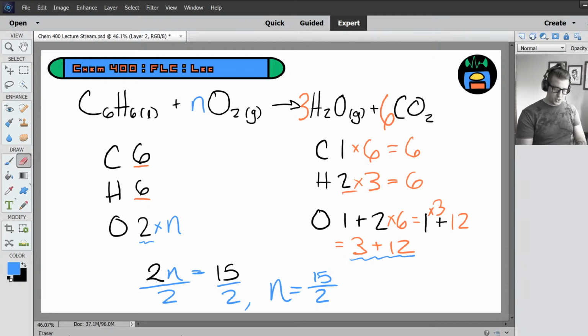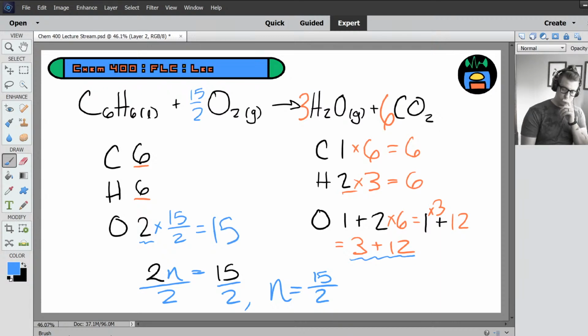So when we go back to our original reaction and we punch that number in, two times 15 over 2 is equal to 15, right? So as of right now, our reaction is balanced.